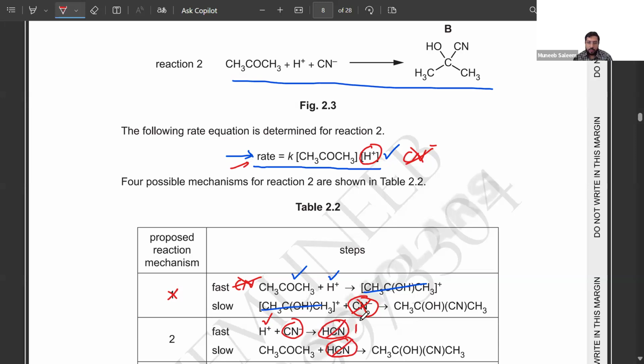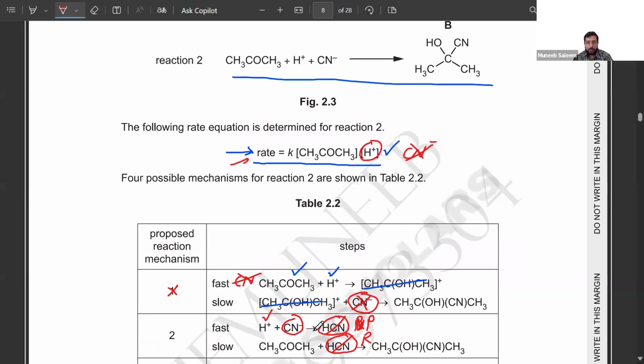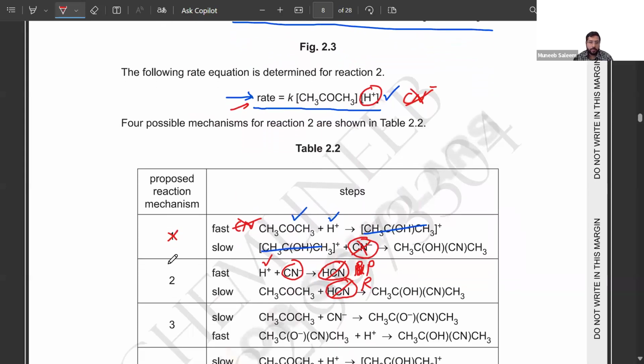Because in the previous step the HCN is on the product side, whereas in the slow step it is present on the reactant side. So that is fine. But the cyanide ion is not cancelled out here. So that's why it is not the right answer. It is not the right proposed mechanism here. Okay, now next is the third. In the third mechanism, the slow step contains the cyanide ions.